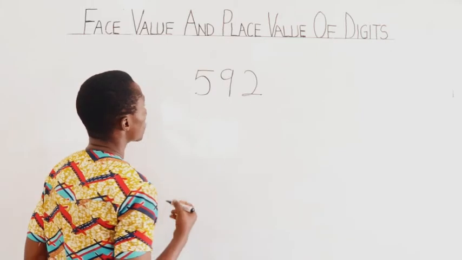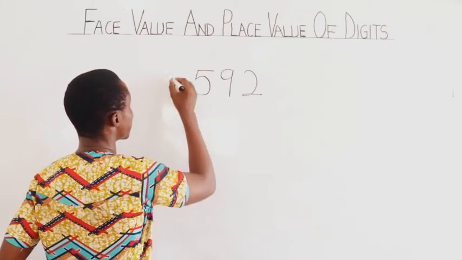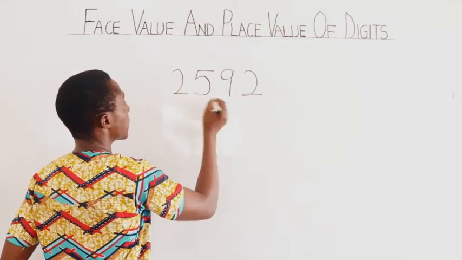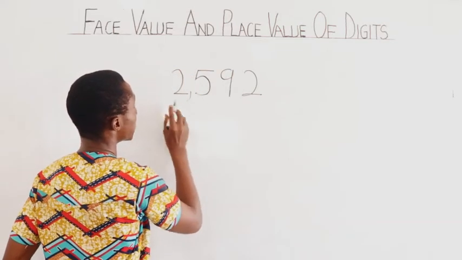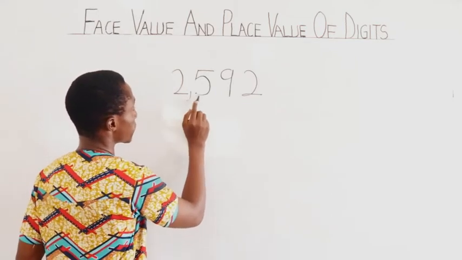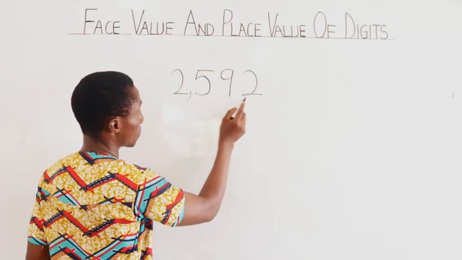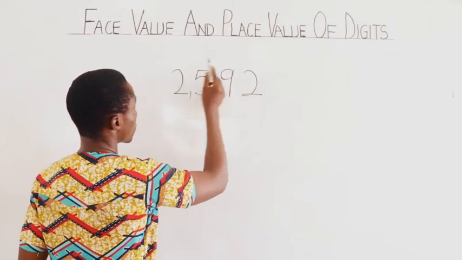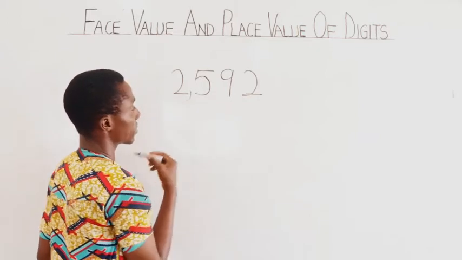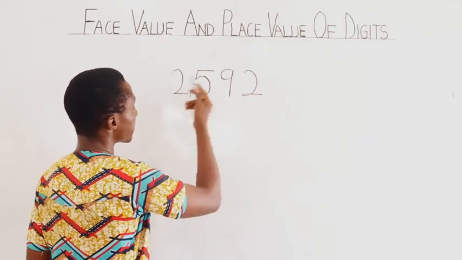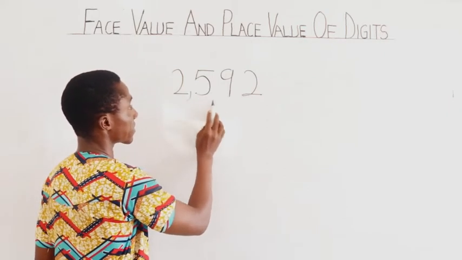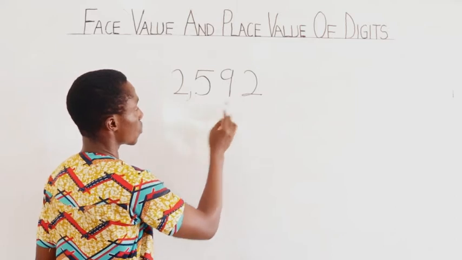Now let's add one digit in front of this, and that will give us the number 2592, and we are to find the place value of each digit in the number 2592.